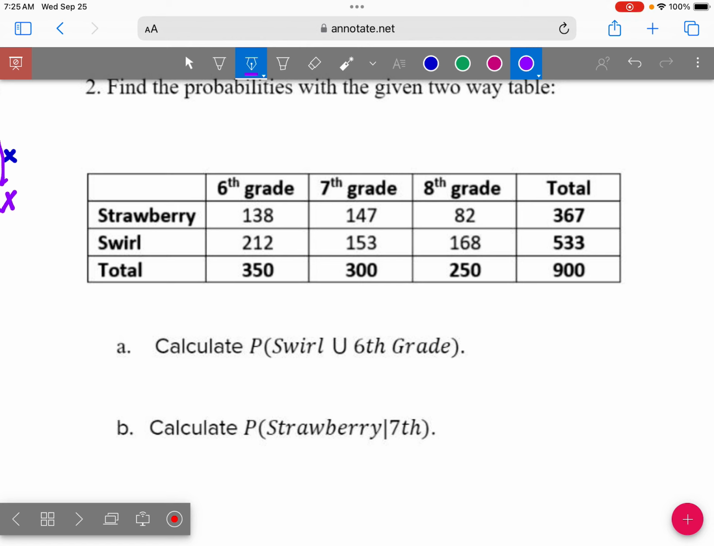So now we've got review from a whole chapter before. Our probability stuff. And I'm asking you 2 questions. I've got my probability of swirl and then the U, 6th grade, and my probability of strawberry and then the line, 7th.